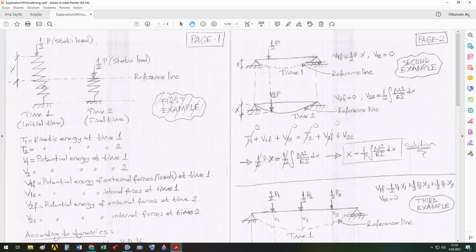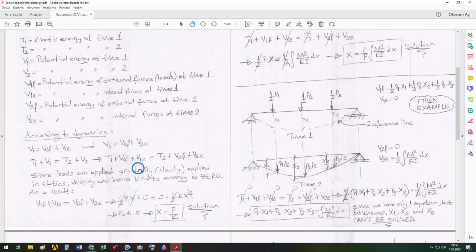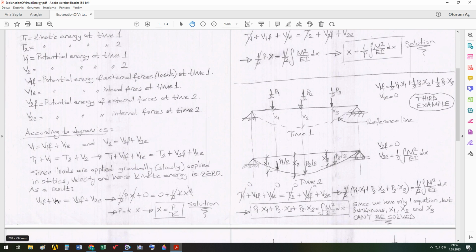And initially at time 1, our spring is not compressed or elongated. As a result, no potential energy is reserved or accumulated in our spring. So V1E is 0. Okay, this term is 0, as you see here. So this is P over 2 times the distance from the point of load to the reference line. Okay, like mgh.